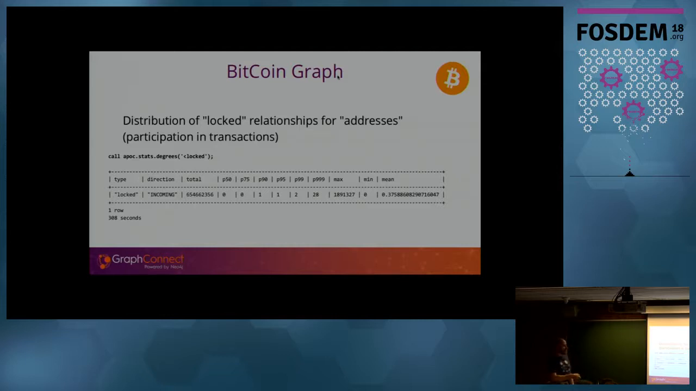And something that was really weird for me, at least, was to see that although we have like 650 million lock relationships in this graph, the 99.9 percentile only has 28 lock relationships. So the degree distribution of these relationships is super tiny. And then there are a bunch that have like 18 million or some, or 1.8 million lock relationships.